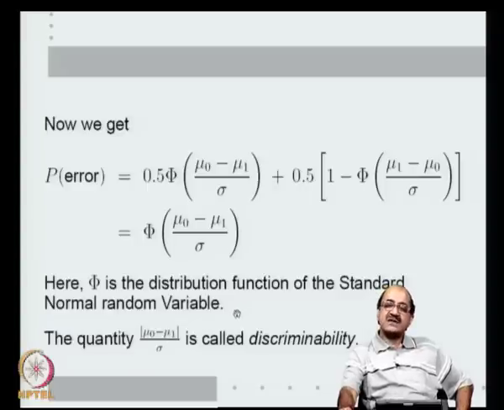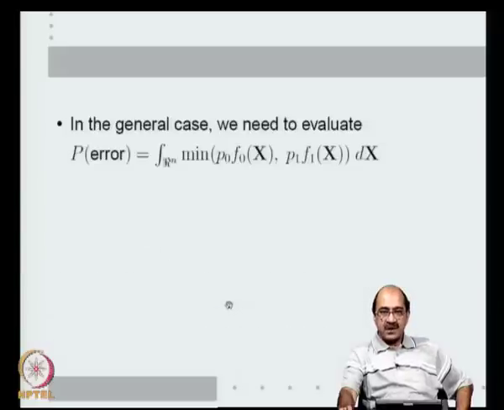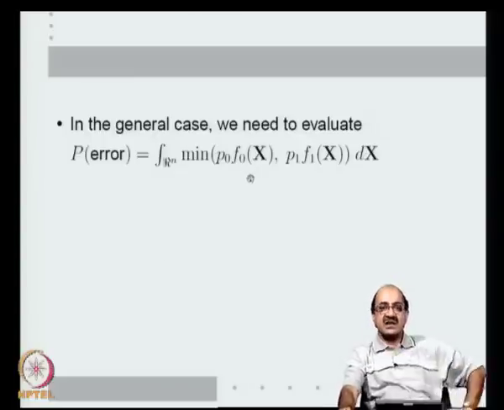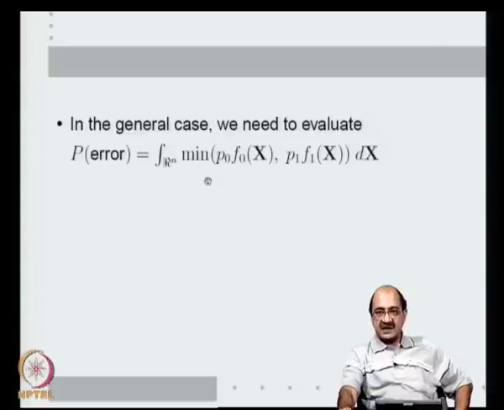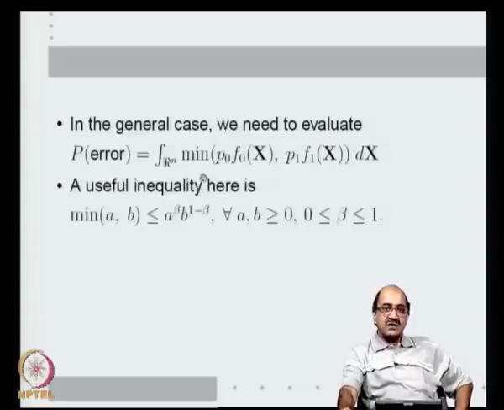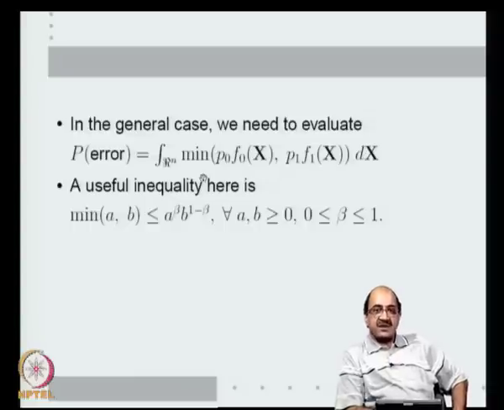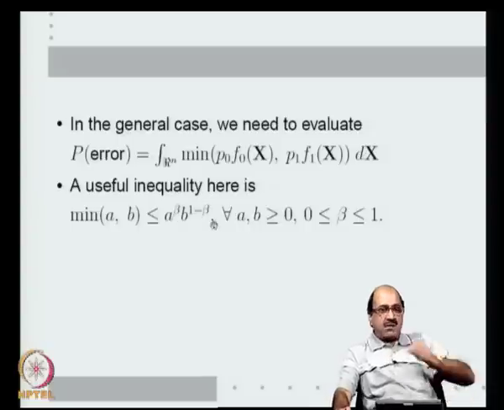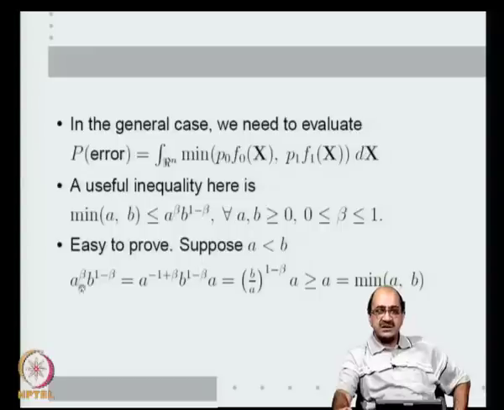Now, this is for a very special one dimensional case, normal densities with equal variance. What about the general case? In general, we have to evaluate this integral. As I already said, the min inside the integrand is often difficult to evaluate, but one can use one very standard and useful inequality for any two positive real numbers a and b. The min of a comma b can always be bounded above by a to the power beta into b to the power 1 minus beta, for any beta between 0 and 1. This bound is not difficult to prove, so let us prove this.